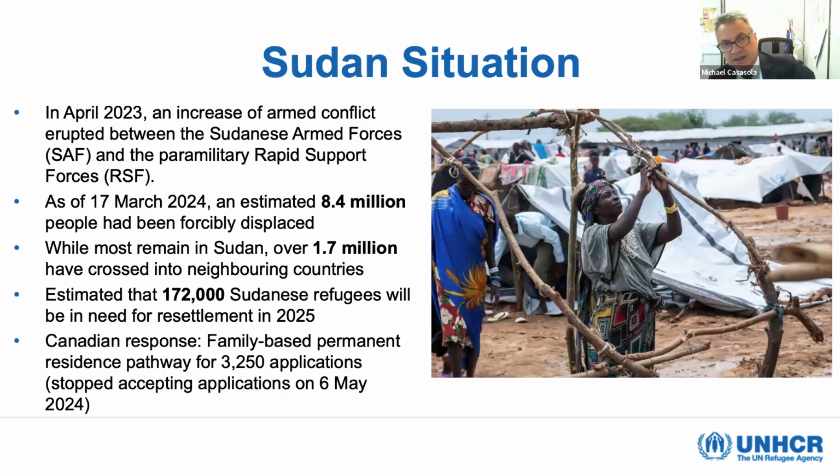The Sudan situation, we're at about 8.4 million people as of the 17th of March. But I want to draw to your attention that a large portion of that population is still within the country. Only about 1.7 million have crossed the border. What's key though, and what the statistics don't tell you, is the level of support we're not getting from the international community. Right now we're getting about 8% of the funding for the needs we've identified, which of course is adding to the hardship and the uncertainty as this conflict prevails in that country with no sign of solution.